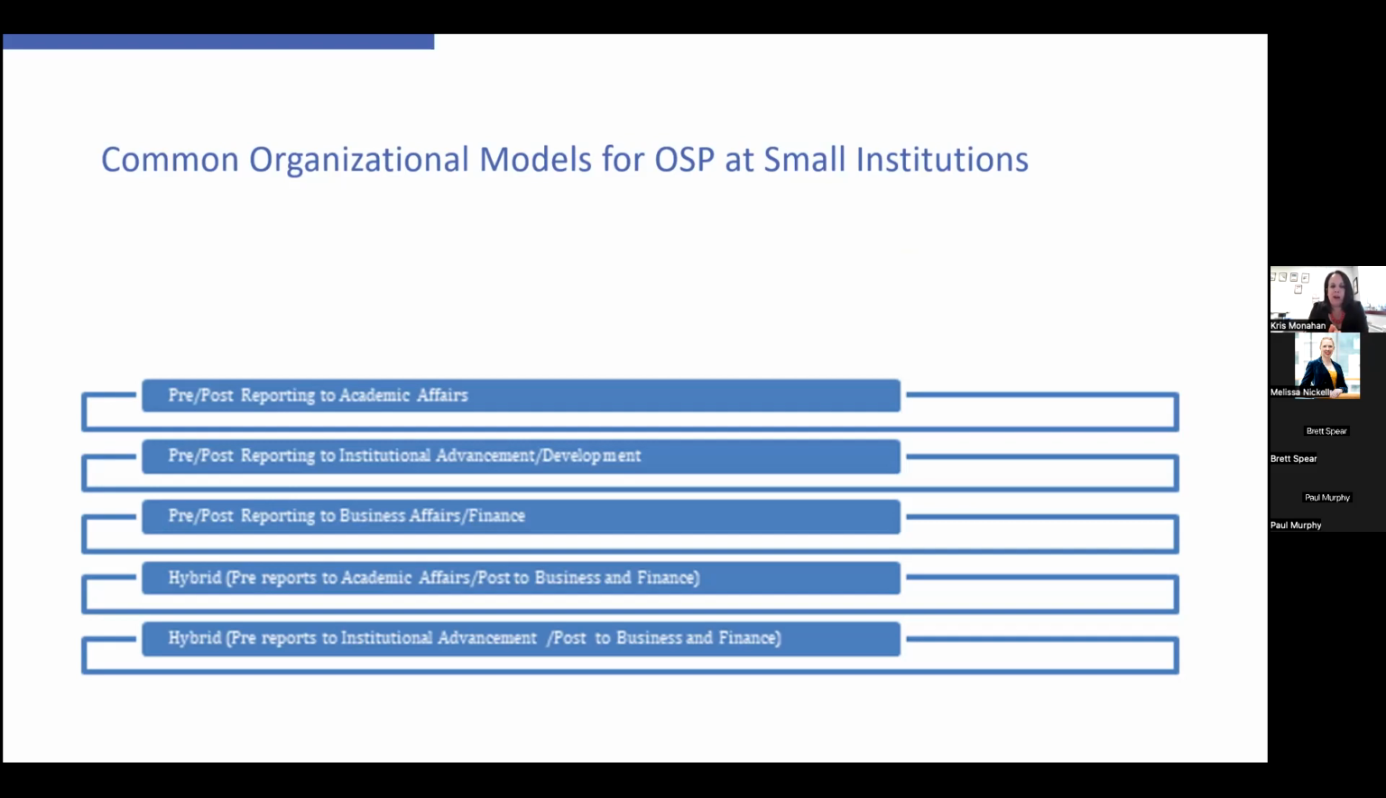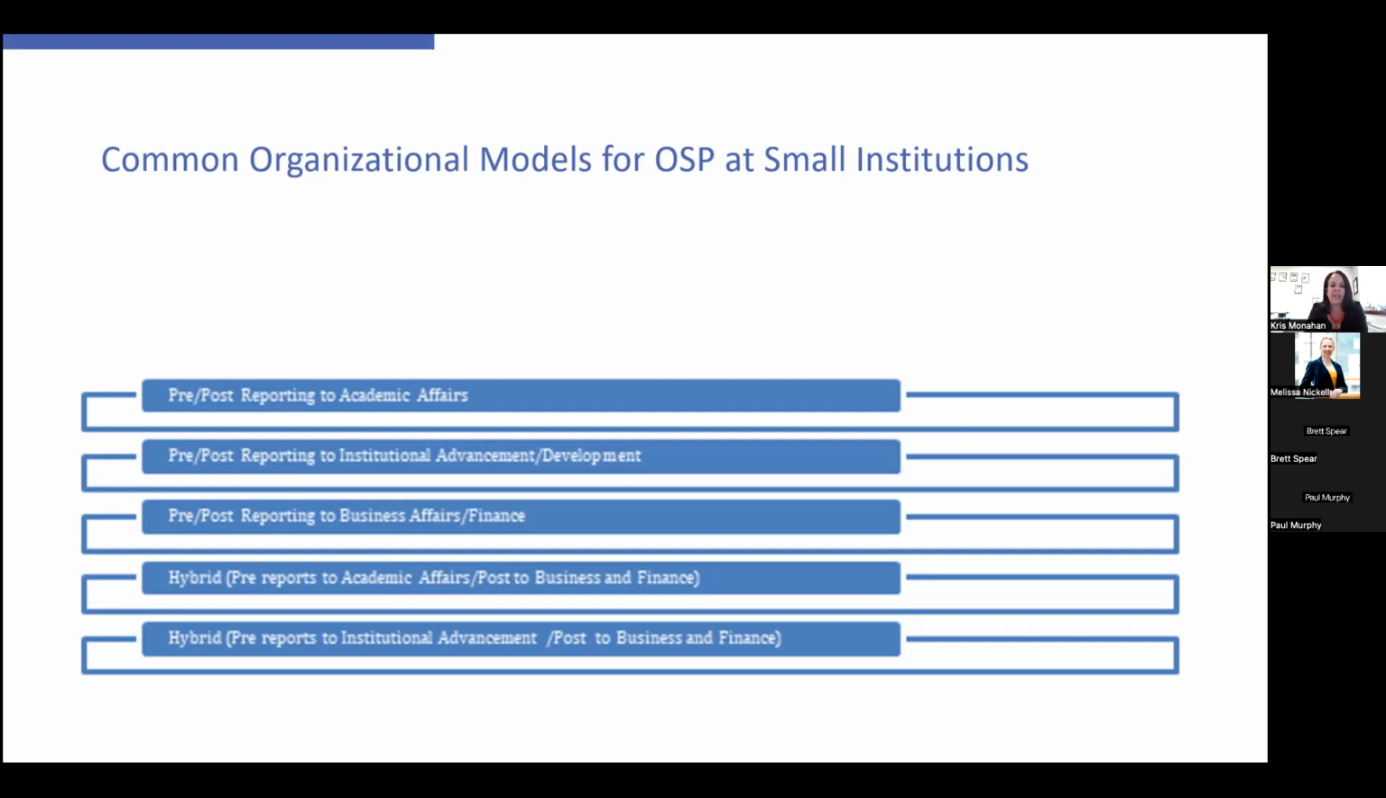I will say in that third model where we're reporting to business affairs or finance, some of what I hear from faculty when I go to institutions like that is that they're missing that people are really connected. It's more of a business transaction rather than an academically supported activity. So that's, I think, one of the downsides of both pre and post being in finance. Obviously, you've got the whole second part of the wheel covered pretty well in business and finance.